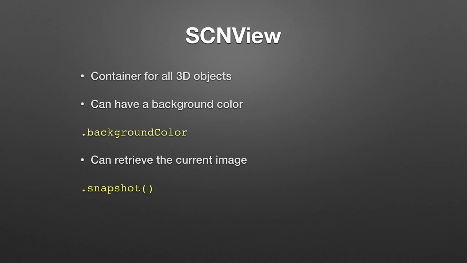We are going to concentrate on the SCNView class. This is a container for all 3D objects. It can have a background color according to this property, background color, and can retrieve a static image of the 3D view with a snapshot function.